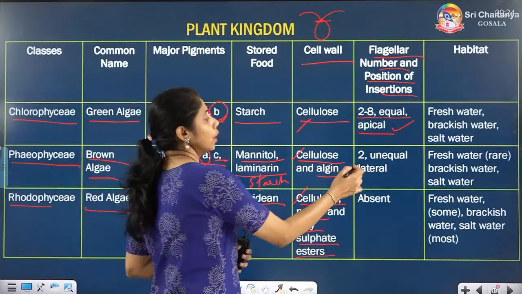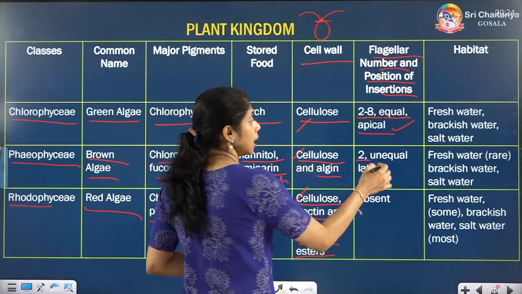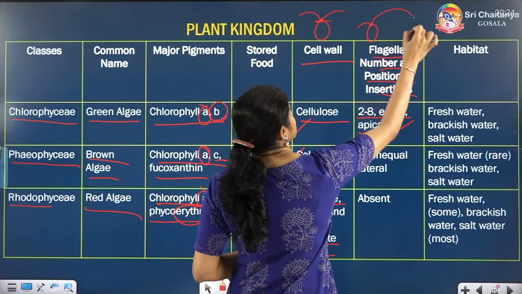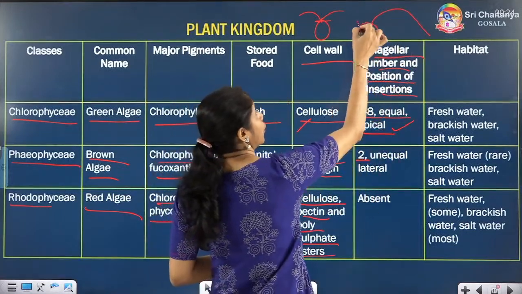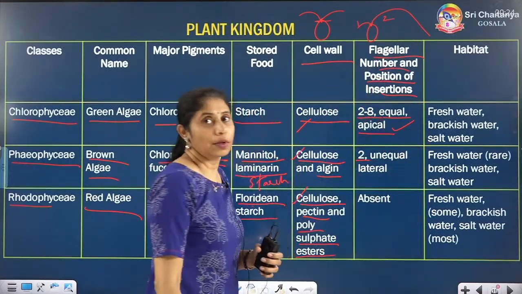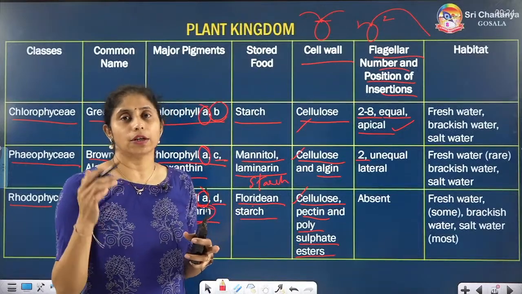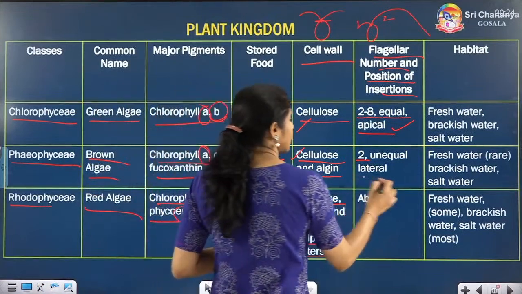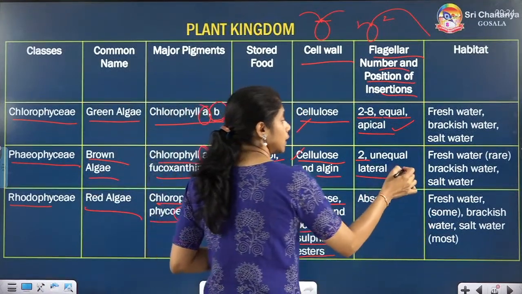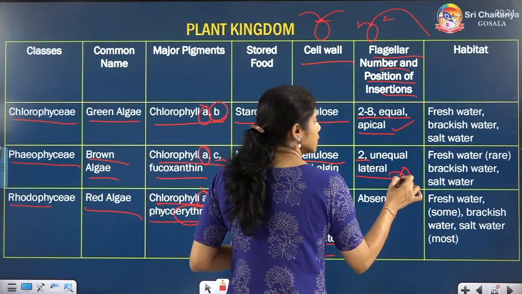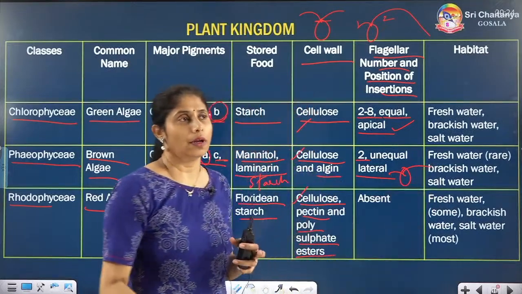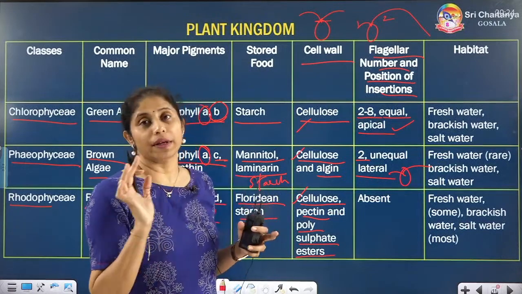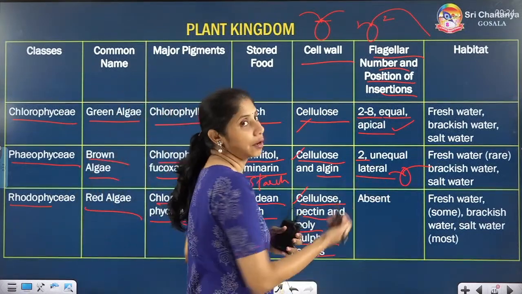Next, coming to the brown algae, only 2 flagella will be there and they are unequal. So for example, if I want to show you, this is the one. You can see here, this is the smaller flagellum, this is the larger flagellum. So unequal in size, only 2 flagella will be there which are unequal in size. And laterally they are present. Laterally means they are not at the apex, they are present sideways. On one side of the algal cell or the plant body, they are present. So they are said to be lateral.